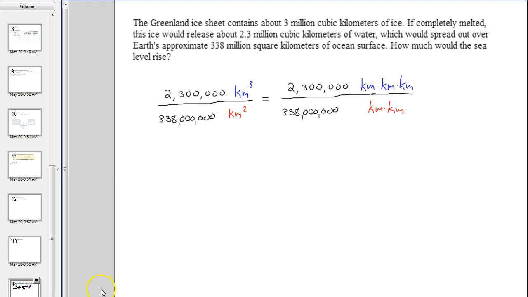Hello 143 class, this is a homework example from your notes. This is in the chapter 2 review, question number 14. So what's going on in this problem?